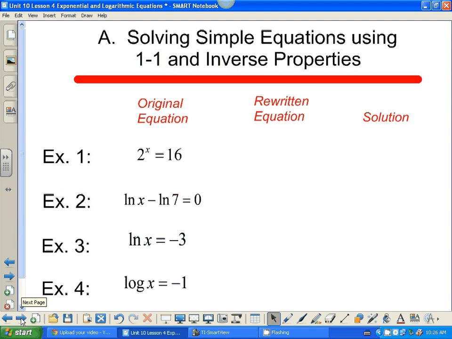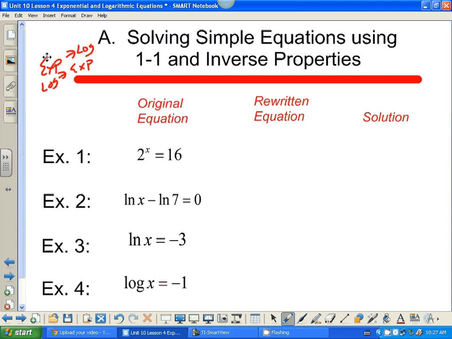When we're solving simple equations using one-to-one and inverse properties, I just want to put this up there so that you don't overlook the obvious. In general, when we have an exponential equation, we're going to use logarithms to solve it. We're going to logarithmize it. That's not very mathematical, but that's what we're going to do. When you have a log equation, we're going to exponentiate it. We're going to use exponents to solve it.